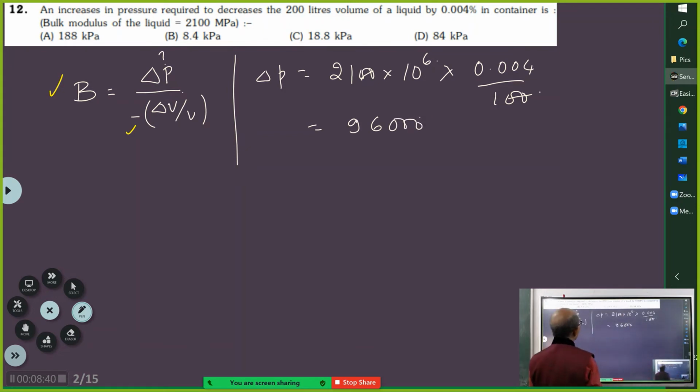Remaining 3 zeros to this. So 96. Sorry, 21 fours are 84, 84 followed by 3 zeros. Right? So now what are the answers? 8.4 kilopascals or 84 kilopascals. Which one is right? D is the option. Correct? All of you got this D option? Yes, sir. Right. Simple.